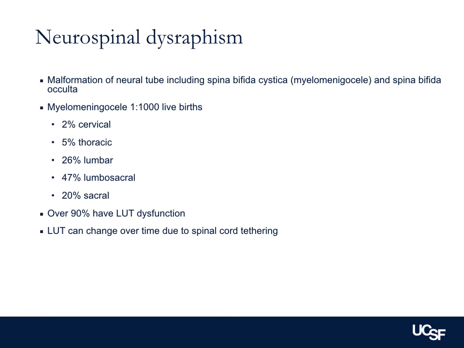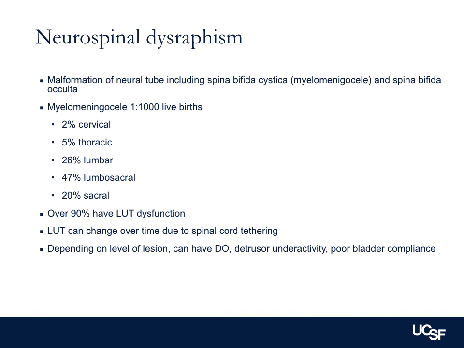And this dysfunction can change over time, particularly due to spinal cord tethering. So again, very important to monitor. And depending on the level of the lesion, you can have detrusor overactivity, detrusor underactivity, and poor bladder compliance, which is one of the more concerning findings. Detrusor leak point pressure is the pressure at which a patient with a neurologic problem spontaneously leaks in the absence of a detrusor contraction, and if it's greater than 40 centimeters of water, it's an indication of risk for upper tract deterioration, and that was established by Ed McGuire.